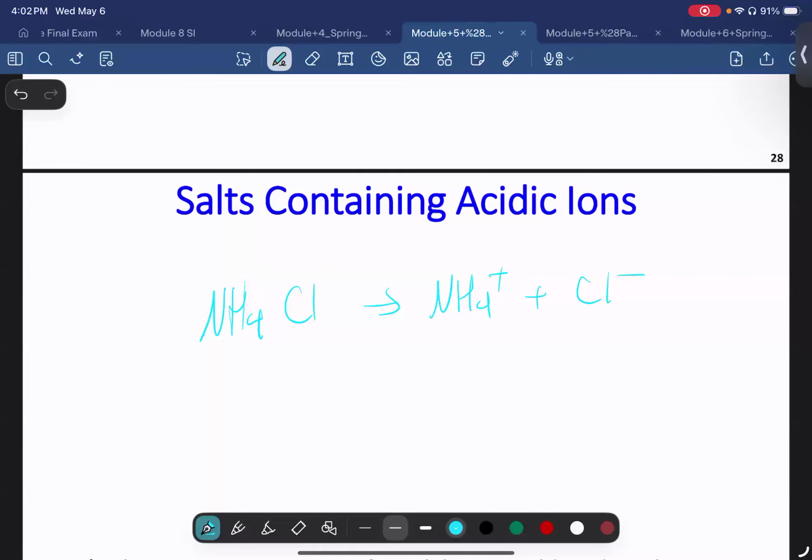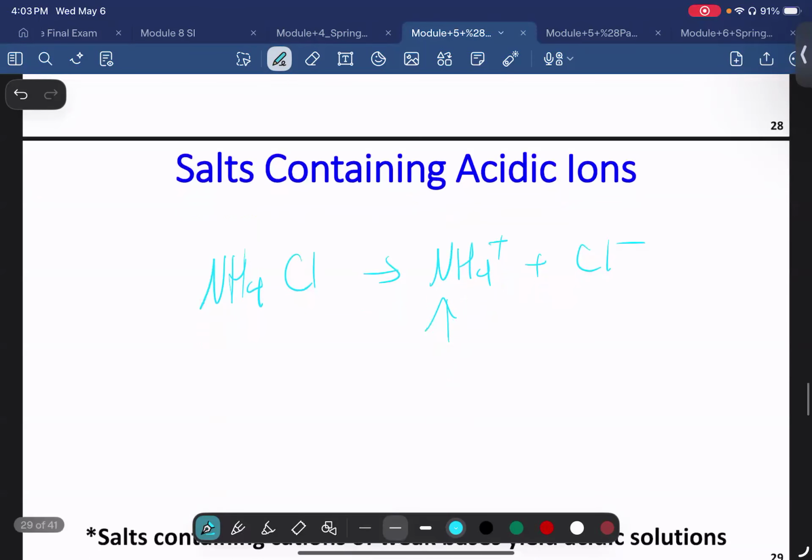Chloride is the conjugate base of HCl, and HCl is a super strong acid. So that makes Cl minus a super weak base. But ammonium is the conjugate acid of ammonia, and ammonia is a weak base. So that makes ammonium a relatively stronger acid. When you have a conjugate of a weak something, that will indicate if the salt is acidic or basic. If it's a conjugate base, it's going to be basic. If it's a conjugate acid, it's going to be acidic.